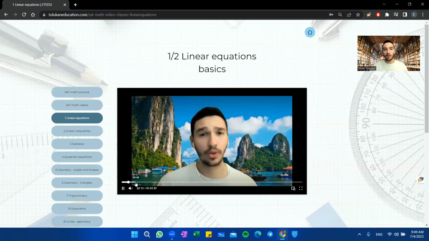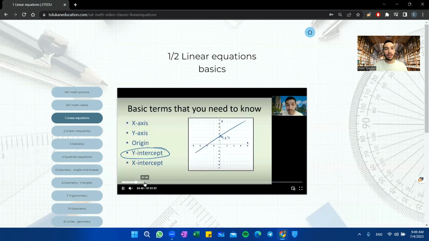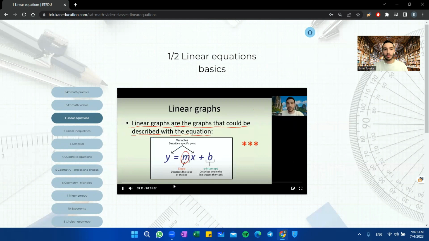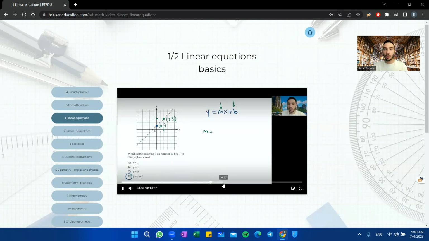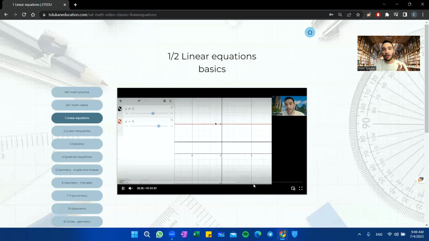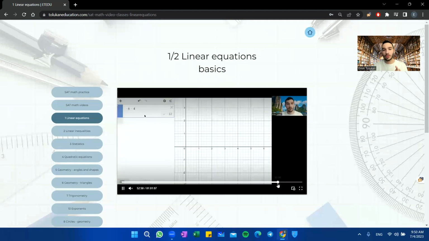And then I will start explaining the basics of that topic, like the equations and the terminology that you have to know. And then we will solve examples, and I will explain to you the shortcuts of how to solve those questions faster on the SAT.